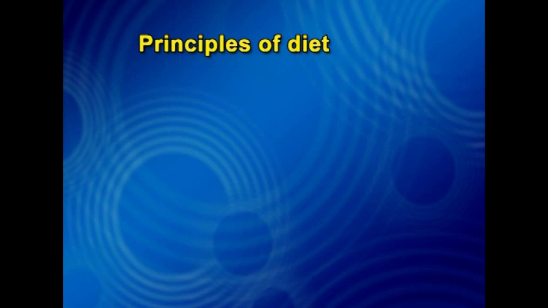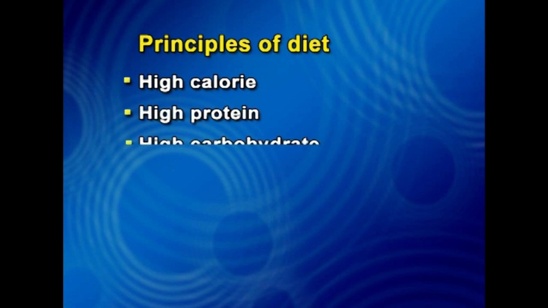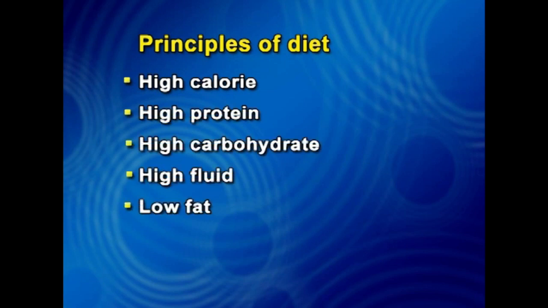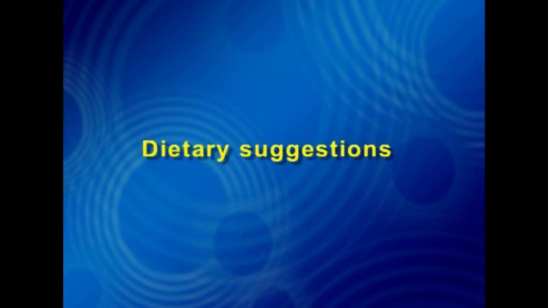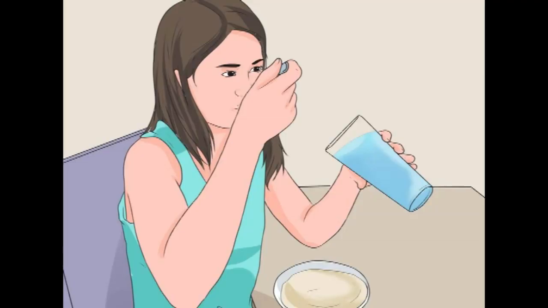Now, what are the principles of the diet for treating a typhoid patient? A high calorie, high protein, high carbohydrate, high fluid, low fat, low fiber and bland diet is recommended for typhoid patients. Now, what are the suggestions? The general principles of dietary treatment which we discussed for fevers are also followed for typhoid. At first, a clear fluid diet is given, followed by full liquid and soft diet, and liquid diets may not meet high calorie and high protein requirements, but as the patient improves, a soft diet can be given.